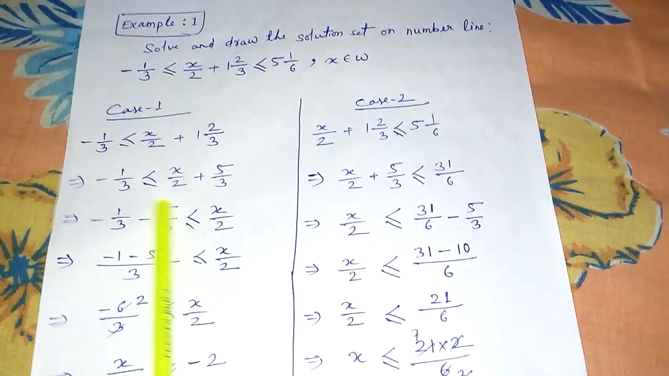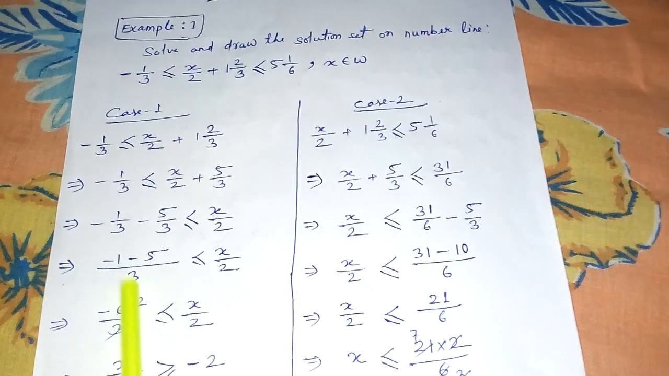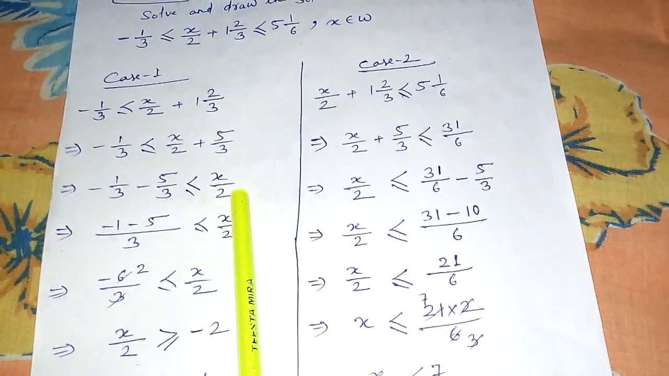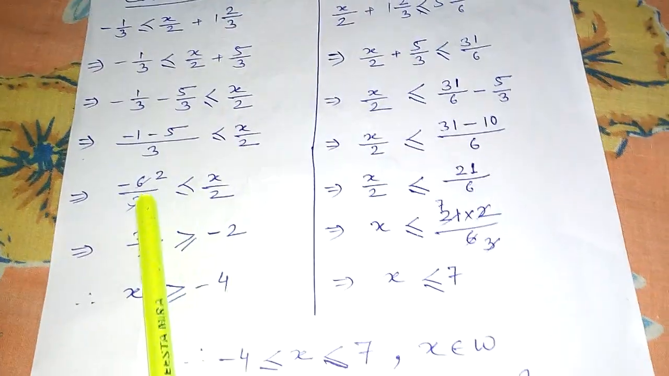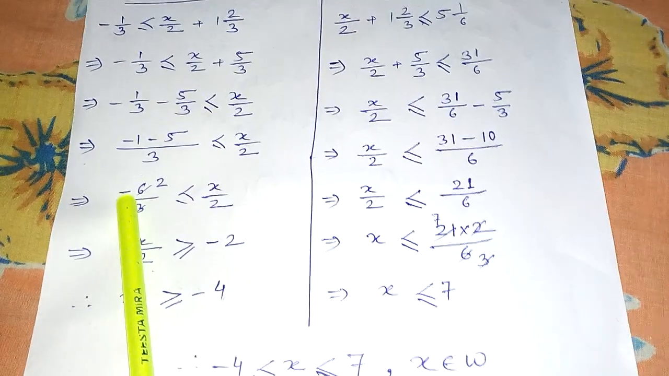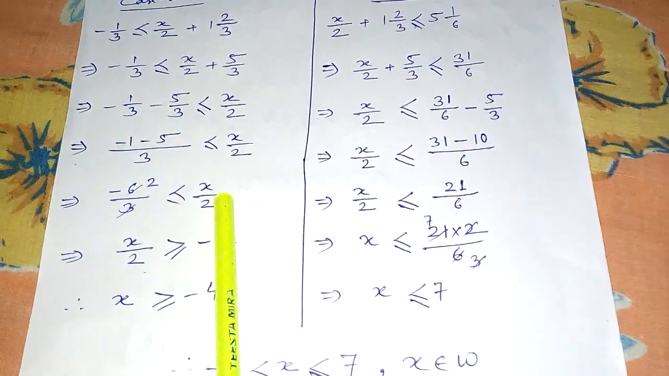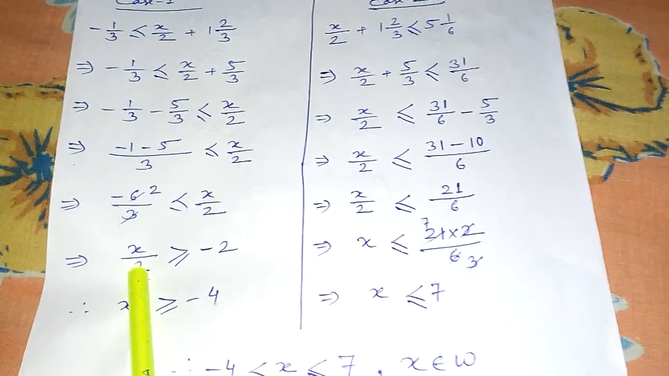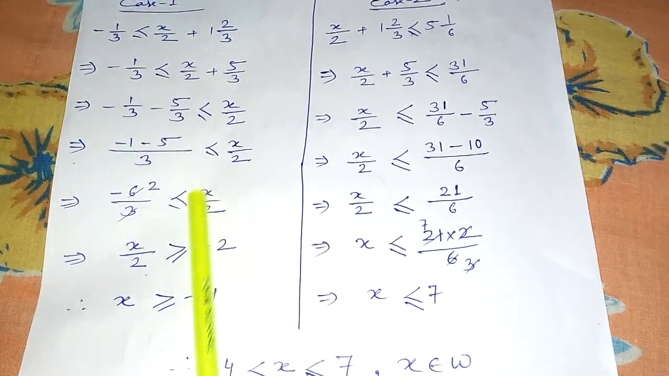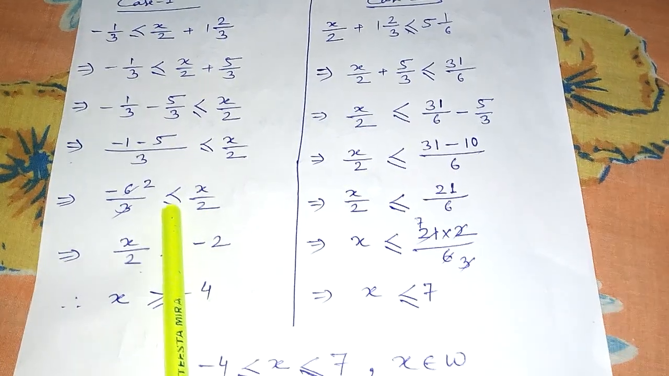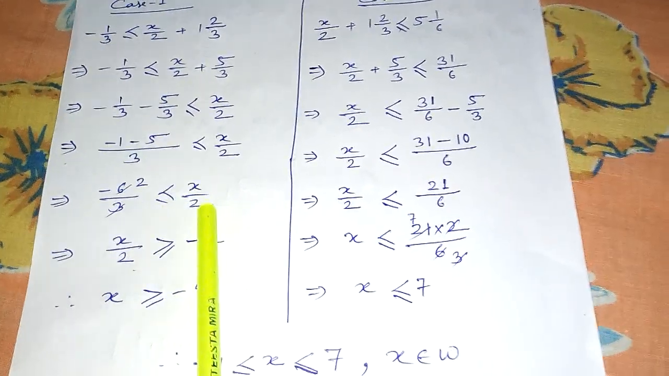So we did LCM here, and our result you could see after LCM is minus 6 by 3, and this x by 2 remains the same, and 3 2s are 6. So you can see our result is minus 2, but it is said x should be on the left hand side at the end. So when I bring x by 2 this side, automatically this symbol changes. Why? Because this symbol is facing towards x.